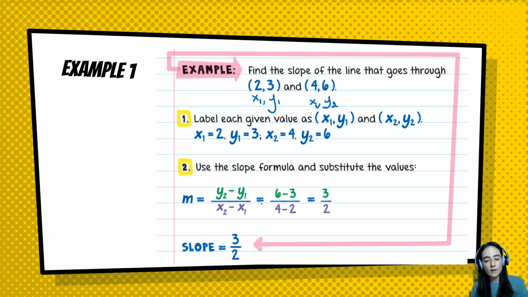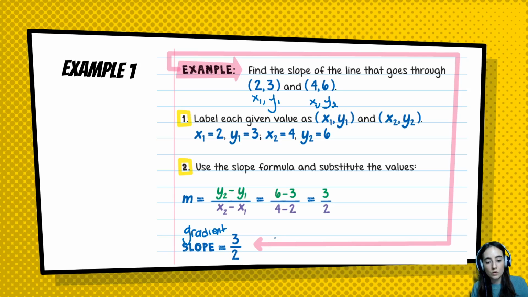Then you want to very carefully substitute. You go and look at your points. My y2 was 6, there we go, we have it there. Then minus 3 over 4 minus 2. Very carefully, you do your subtraction and you end up with 3 over 2. So your slope, otherwise known as your gradient, is 3 over 2, 3 halves.